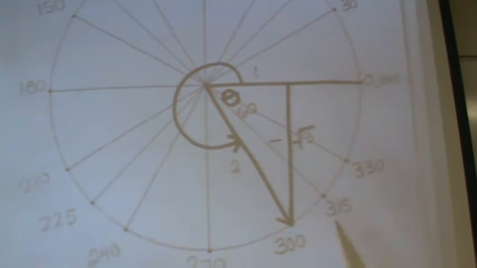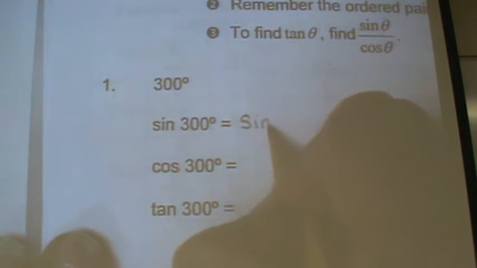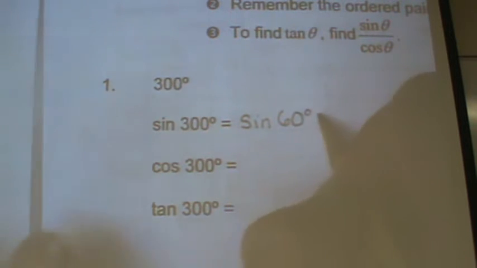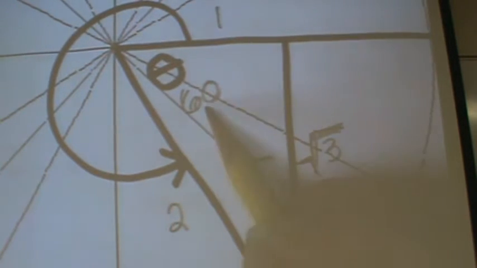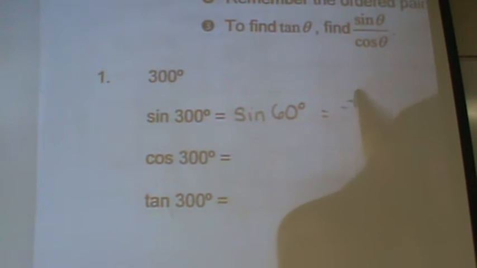So now, when I ask you, what is the sine of 300 degrees? Well, it's really the same as the sine of a 60-degree angle, which is, of this angle, negative root 3 over 2. The negative part is because it's in quadrant 4.